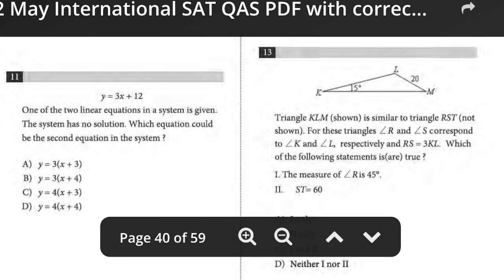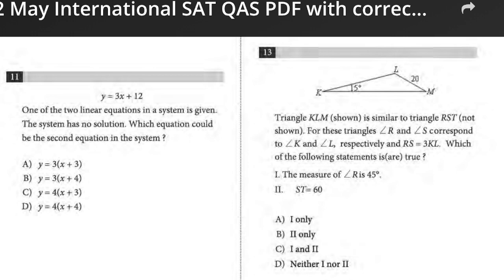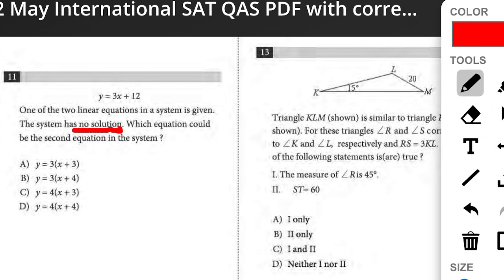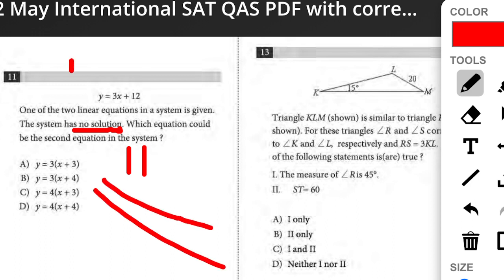Number 11. Okay, we have this equation, y equals 3x plus 12. Of the two linear equations in a system given, the system has no solution. Which equation could be the second equation in the system? Okay. So, if it has no solutions, that means it's two parallel lines like this or like this, and usually means m is the same, so same slope, but a different y-intercept.